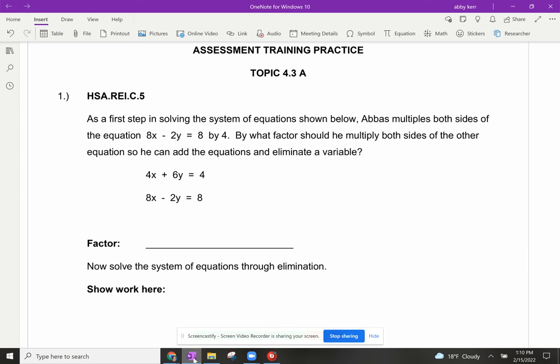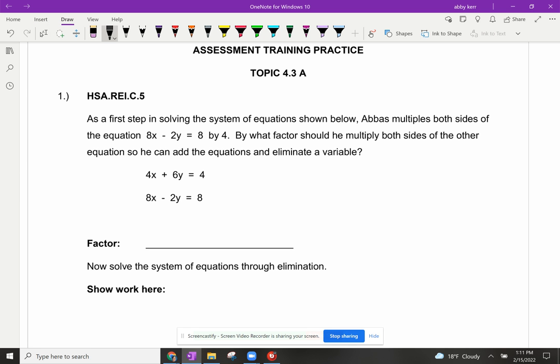All right, in this video, we are going to do the assessment training for 4.3a, which is what your assessment will be on. So it says a boss multiplies both sides of the equation of 8x minus 2y equals 8 by 4. So 4 is called a factor.